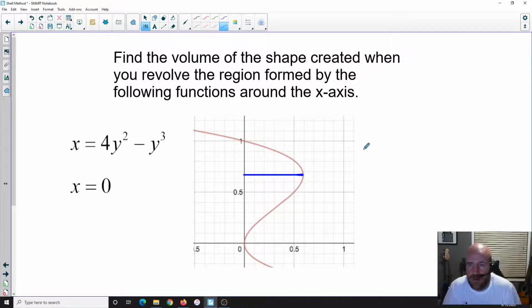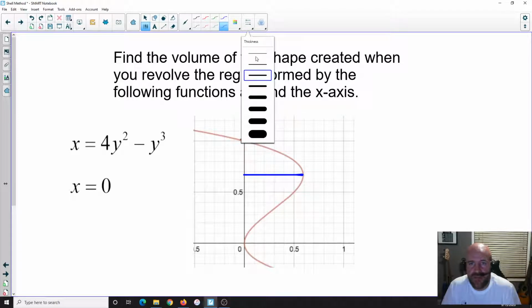Okay? So if we look at this and we rotate around the x-axis, we need to be thinking about what our radius would be. So from the x-axis to wherever you draw your line, that's going to be the distance given by y, the y value that you're at. So we can go ahead and we can set up an integral.